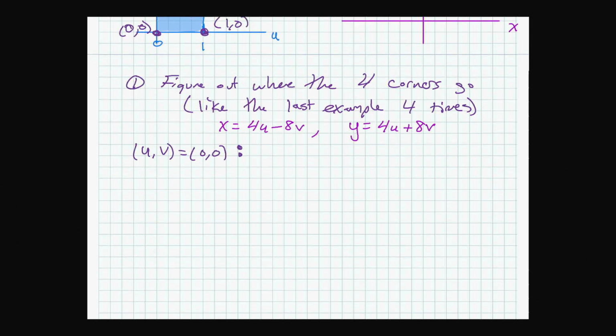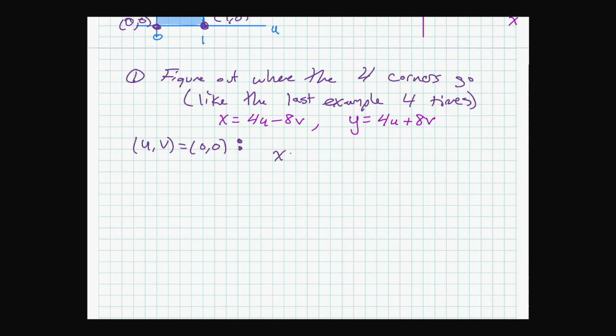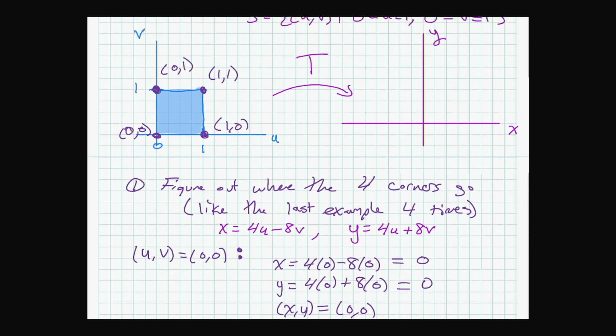Well, you plug that into the equations, right? So X is going to be 4 times 0 minus 8 times 0. Y is going to be 4 times 0 plus 8 times 0. So you end up with 0, 0, right? So we end up with XY equals 0, 0. So it turns out that over here, you are going to have 0, 0.